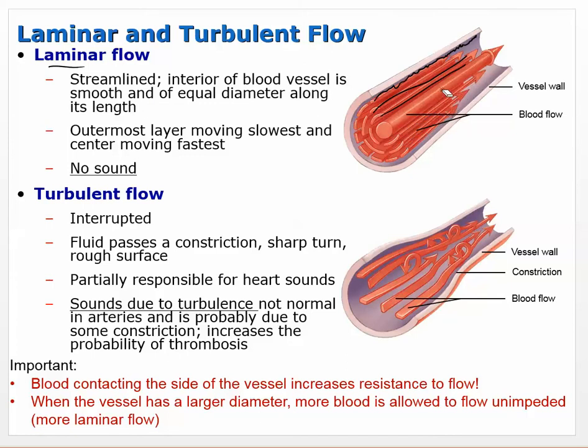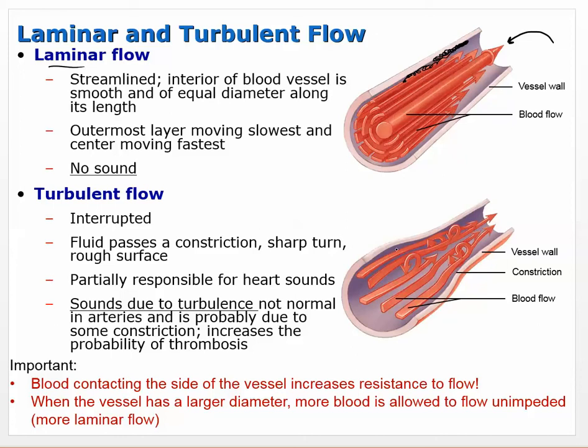What that means, and that's what this picture is trying to show you, is that flow is faster in the middle than it is along the walls of a vessel. That's because there's some resistance from the blood hitting the vessel wall. So the blood in the middle is flowing along nicely.